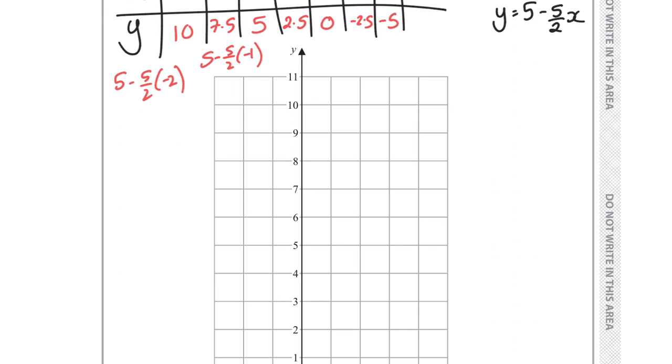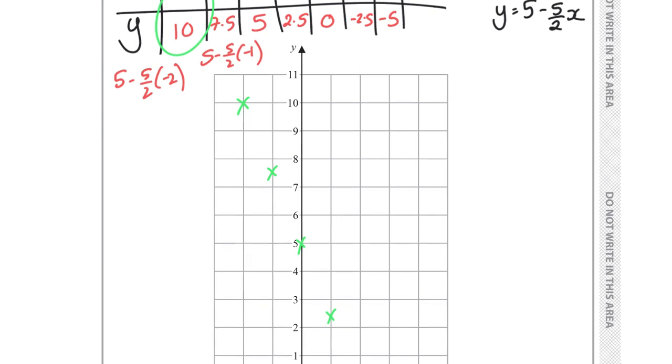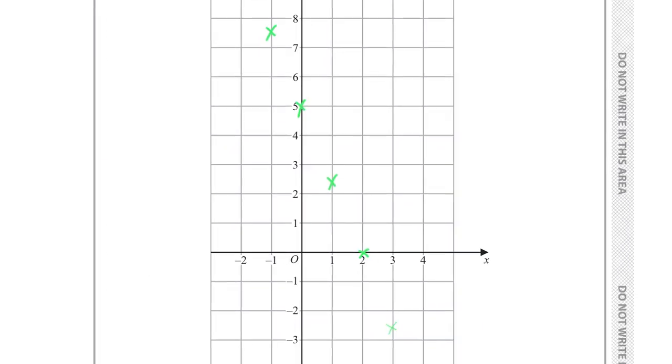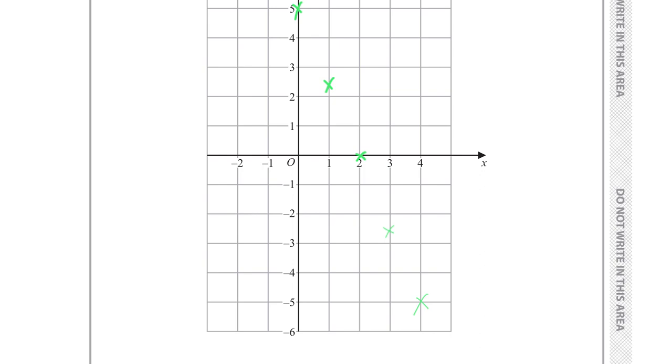We are then going to plot these points. So -2 and 10, so you go across -2 up to 10 and you put a little mark. You do -1 and 7.5, 0 and 5, 1 and 2.5, 2 and 0, 3 and -2.5, and then 4 and -5.